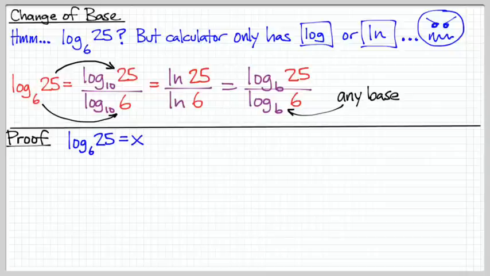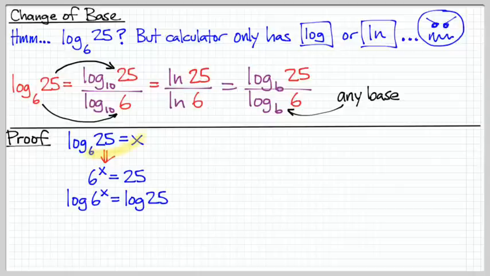Okay, let's start with this log base 6 of 25. Now let's just convert it to exponential form. All I did here, 6 to the power of x is equal to 25. Now I'm going to take the common log of both sides. And this is again log base 10, but this is the button I have on the calculator. I have a log button.